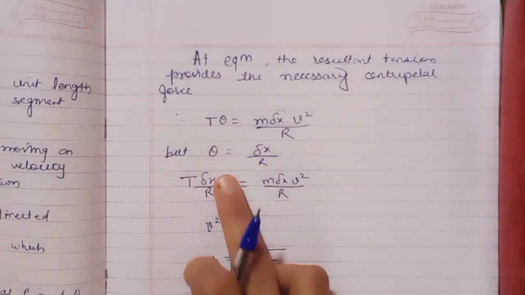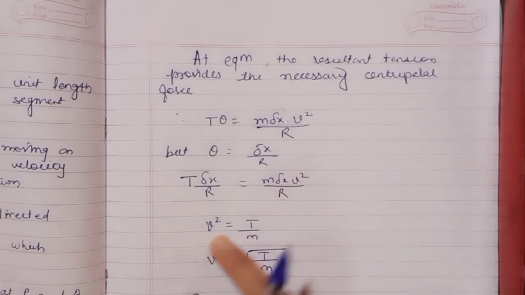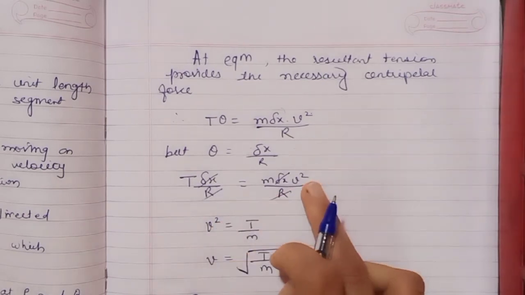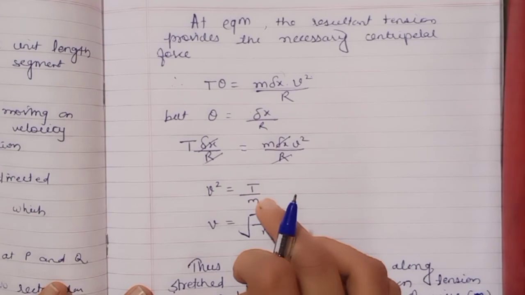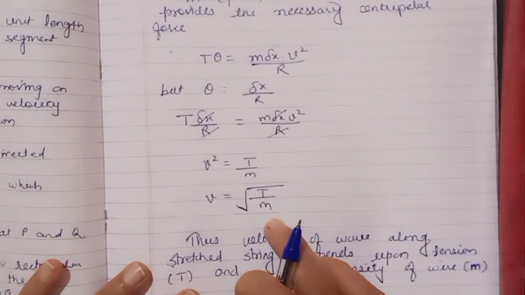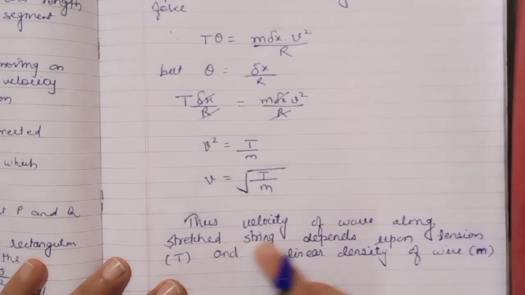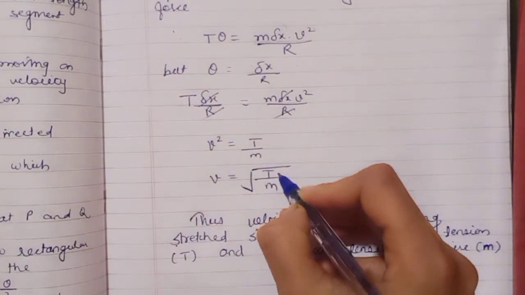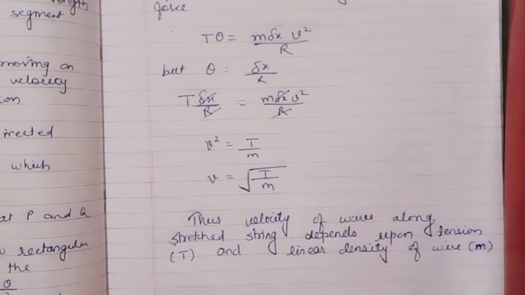So we get T delta x upon r equals m delta x v square upon r. Delta x gets cancelled, r gets cancelled, and shifting T over, we get v square equals T by m. Taking the square root of both sides, v equals root T by m. Thus the velocity of a wave along a straight string depends upon two parameters: one is the tension T in the string and the second is small m, the mass per unit length of the string. Thank you.